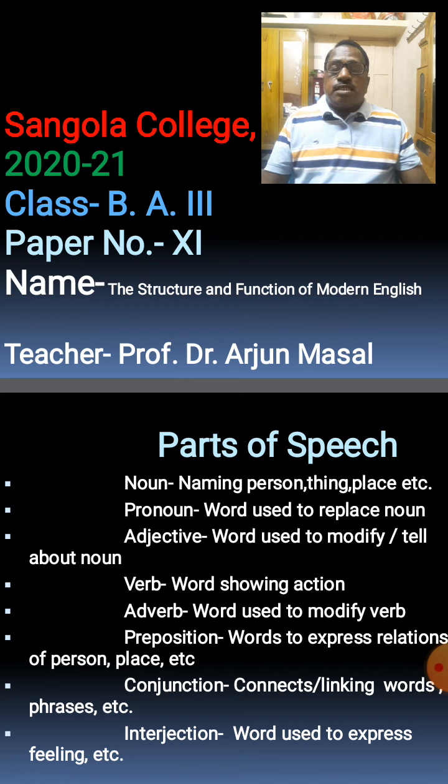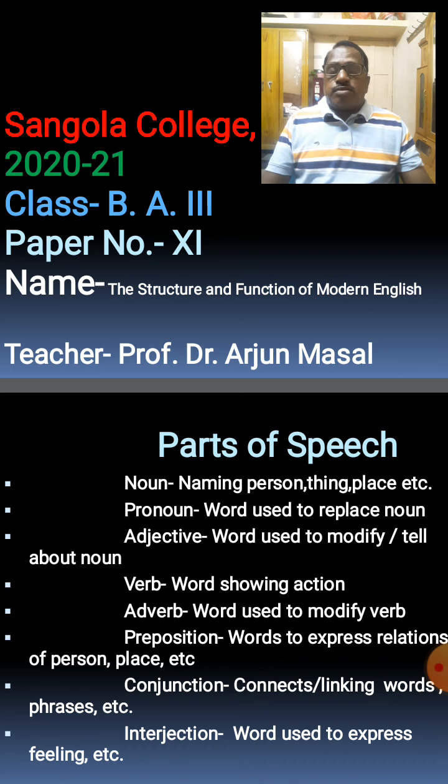Next is verb. Verb is an action packed word. For example, Sita is running on the ground. Here running, or Sita runs on the track. Here runs. The word shows a kind of action, and therefore it is an action packed word and it is called a verb.